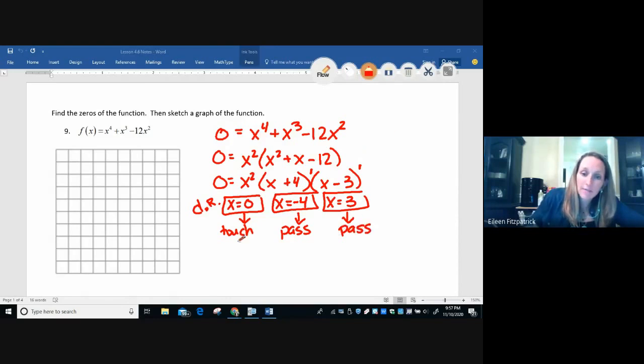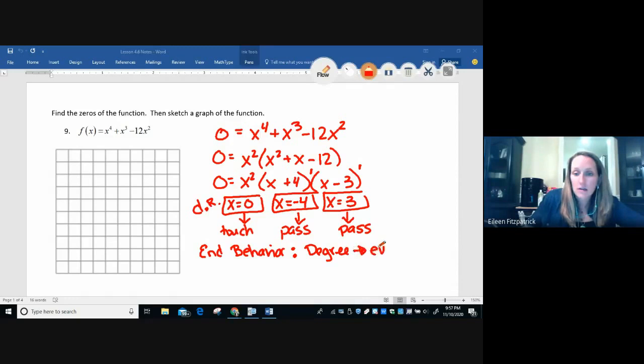Okay, end behavior is the last thing we have to talk about. So the end behavior for this, because the polynomial function has an even degree, is treated like a quadratic where both ends are up or both ends are down. To determine which one, we look at the lead coefficient. It's positive, so I know both ends are up.